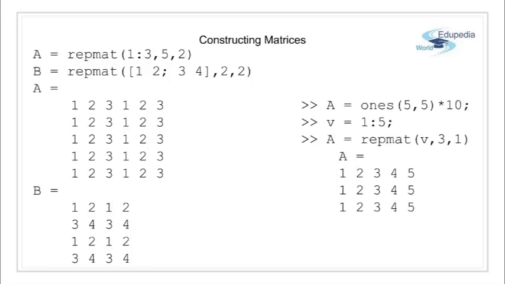On the left, I have demonstrated the capability of the repmat function to build matrices using smaller matrices or vectors. For A, in the repmat function, I provided the repeating sequence as a vector from 1 to 3 that is repeated in 5 rows, 2 times in each row, creating a 5 by 6 matrix. Similarly, in B, I have provided a 2 by 2 matrix that is repeated 2 times vertically and 2 times horizontally, creating a 4 by 4 square matrix. This is how, using repmat, we can construct matrices.